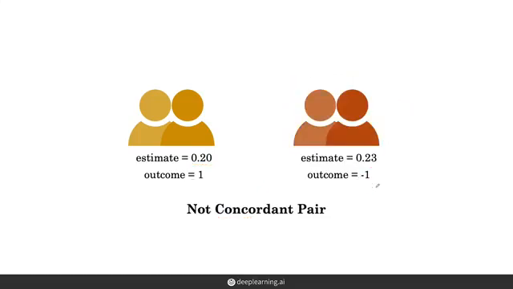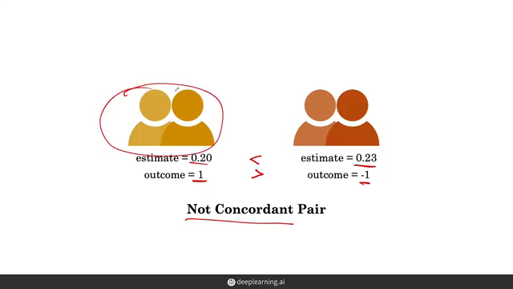We call a pair of matched pairs not concordant when the pair with the higher estimate number has the lower outcome level. This means that the matched pair that we predict would benefit more from the treatment actually has the worse outcome.